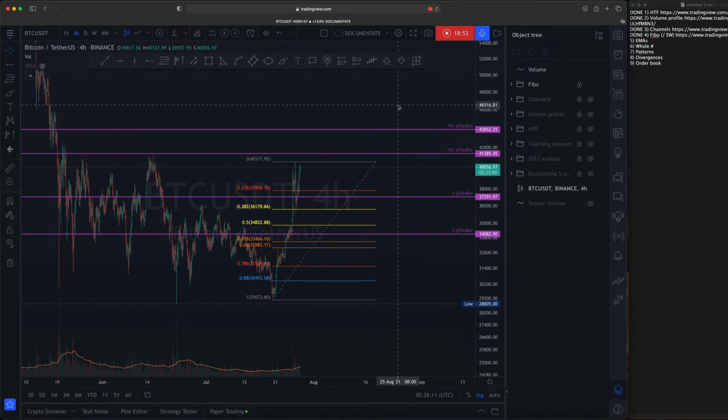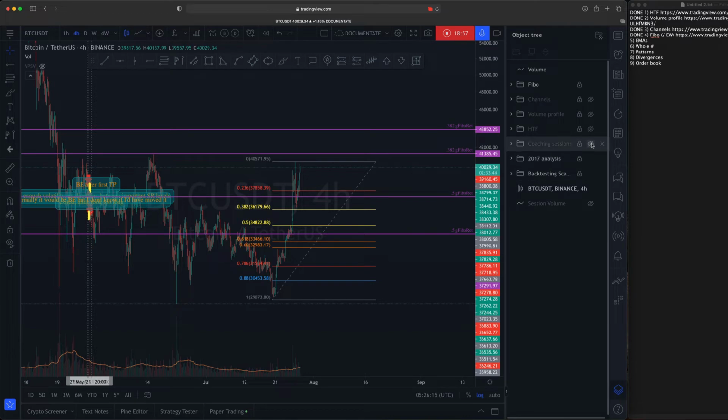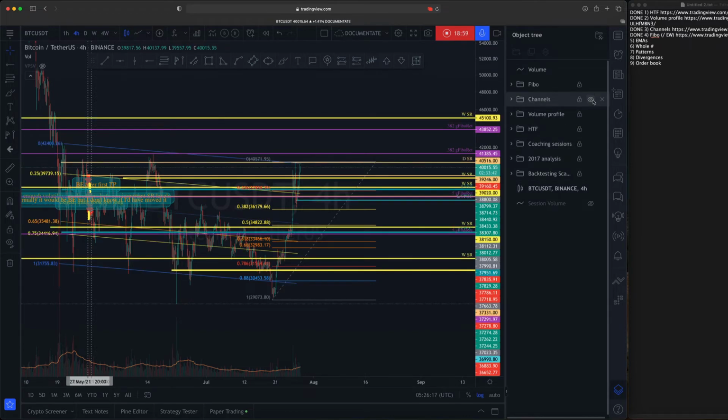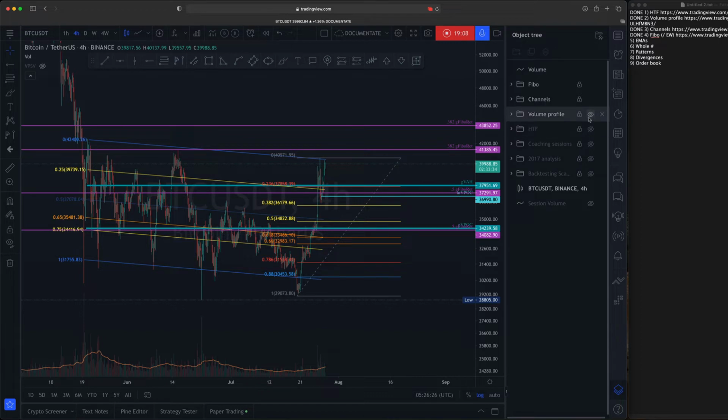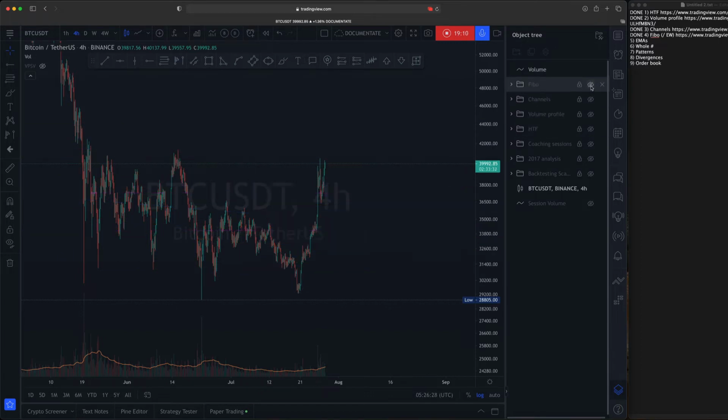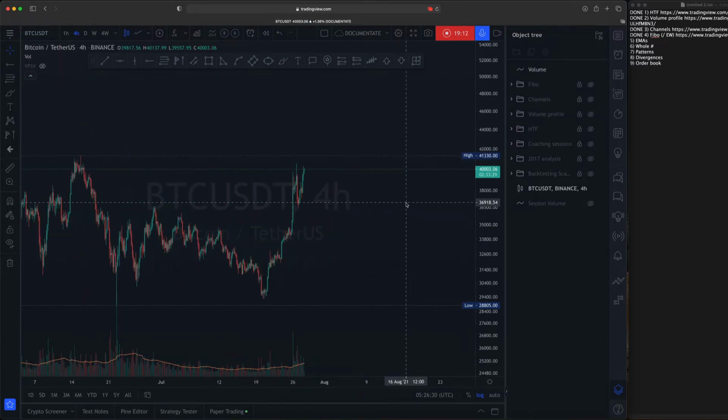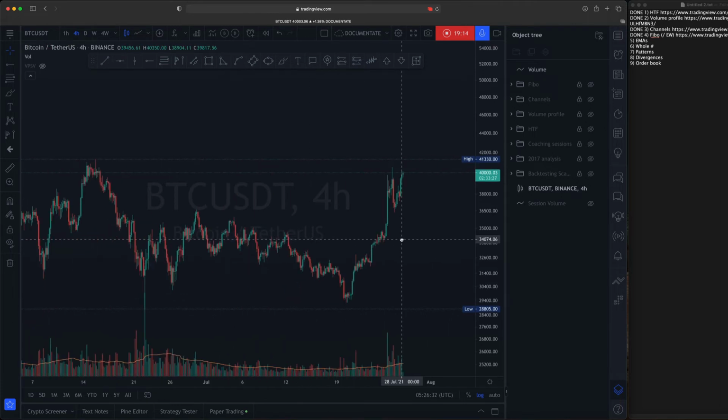All right, so this is the first part. What I did, well, if we leave everything open, it's quite a lot, but we will filter everything and just check when the price is near a certain area.